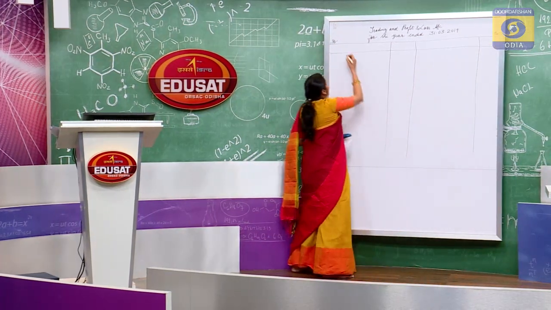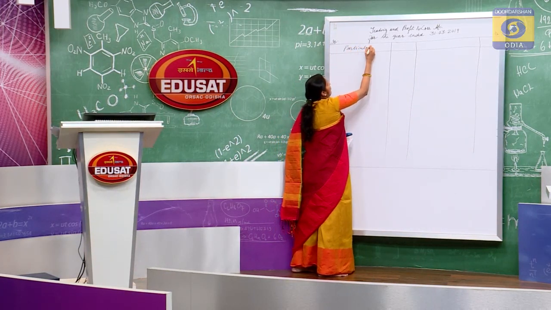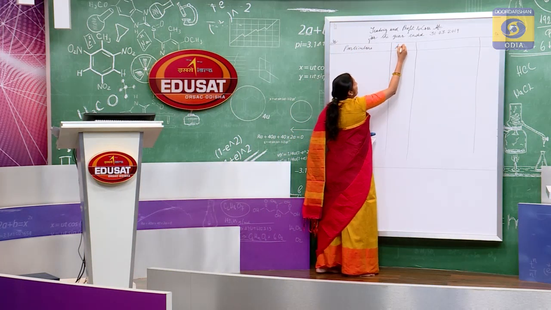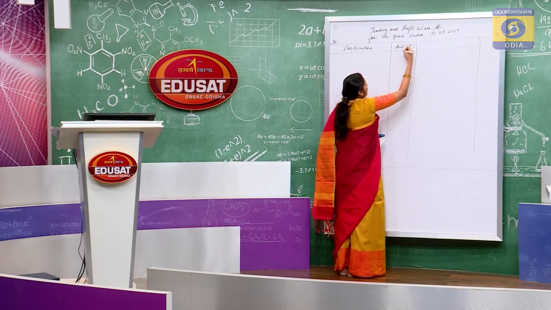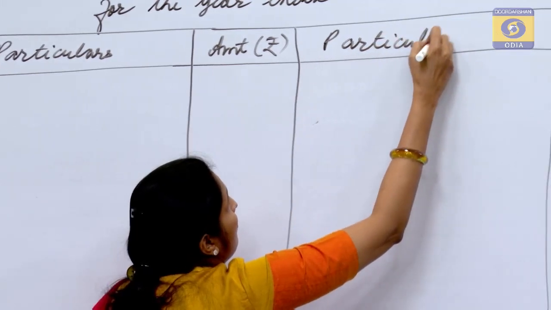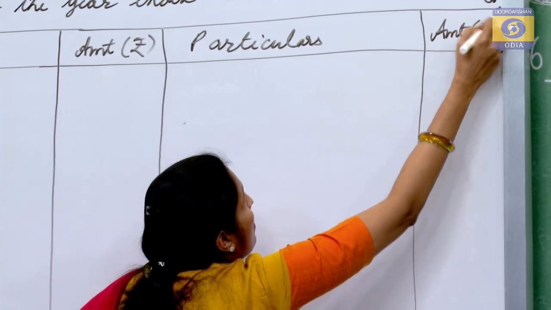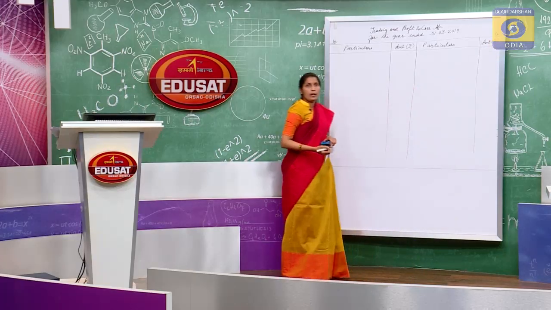And we have here particulars, then we have amount, again we have particulars, and here we have amount in rupees. So, let us get started with the debit balance.